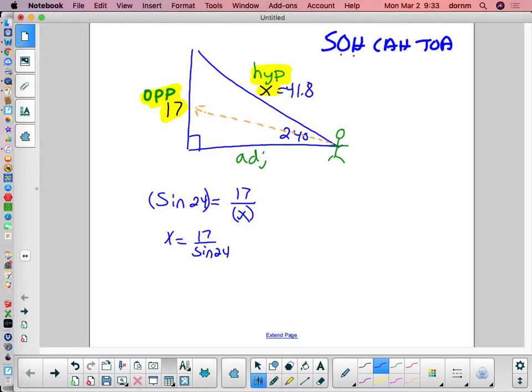And of course, the final thing, like we do with any question, we ask, does that make sense? 41.8 is way bigger than 17, but 17 is the shortest side of my triangle. I would expect my hypotenuse to be significantly larger. So that does make sense. And that's how we set up these problems. Slowly, step by step, doing the little things, they're going to help you be successful in the end and set up the right equation.